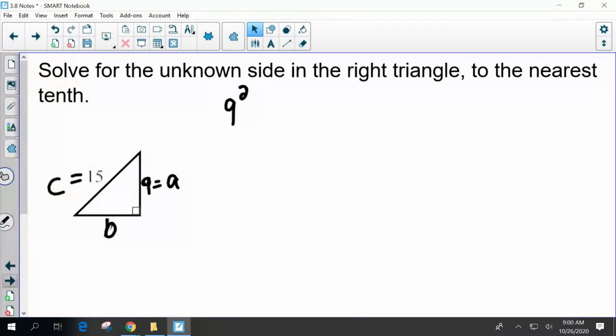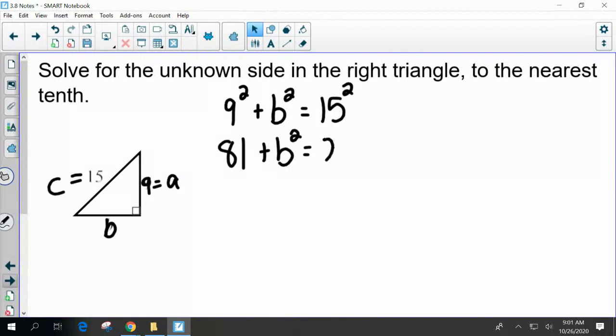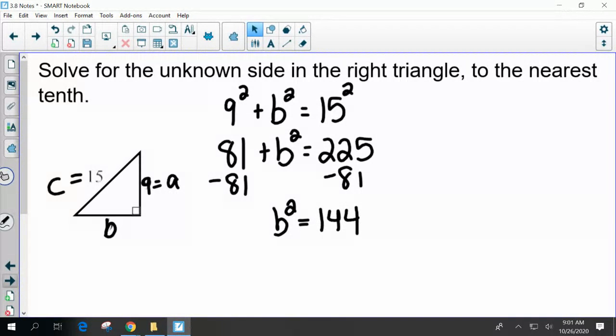So 9 squared, we don't know b, so I'm going to put b squared equals 15 squared because c equals 15. So go ahead and work through 9 squared. So 81 plus b squared equals 225 because that's 15 squared. So next, this is like a two-step equation. You're going to subtract 81 from both sides, and you're going to get b squared equals 144, and then square root. So b would equal 12.